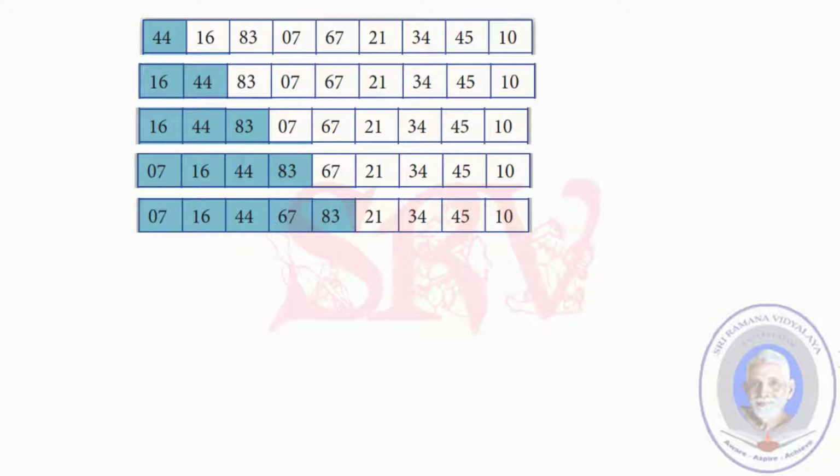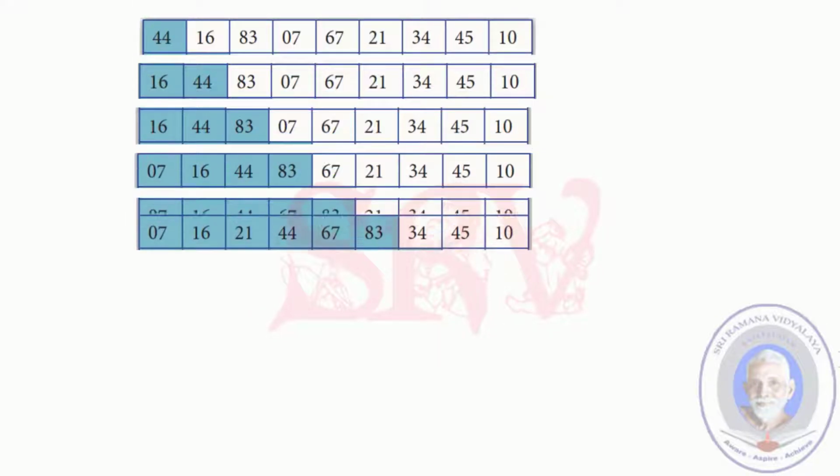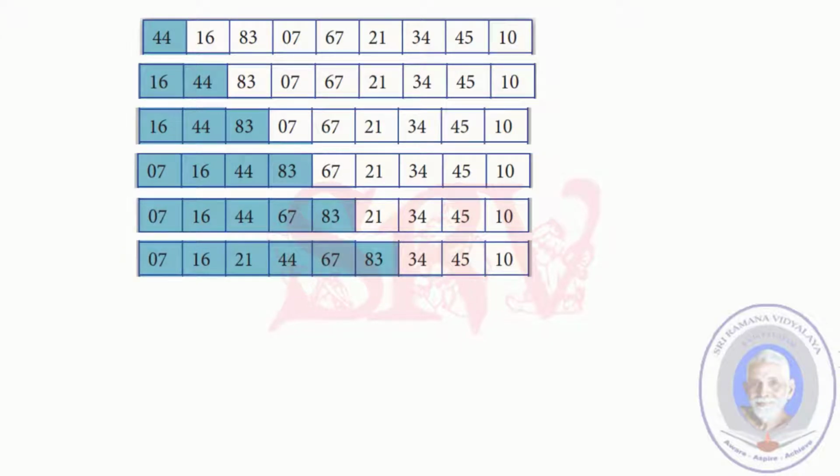Now again 83 is compared to the element on its right, which is 21. As 21 is less than 83 and also less than 67 and 44, the values are shifted right and 21 is inserted at index 2 position. Here also don't forget about the buffer. Now in the sorted list we have 7, 16, 21, 44, 67 and 83.